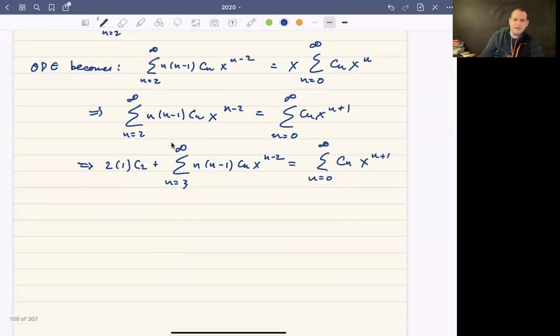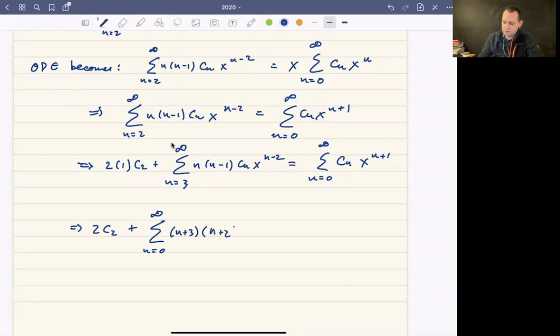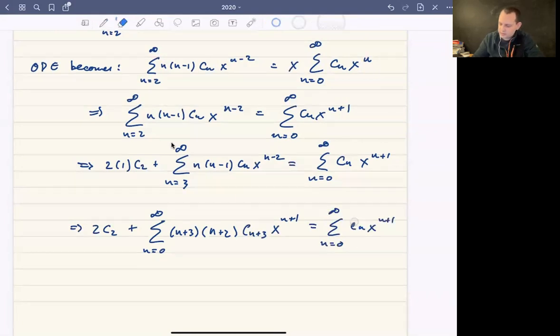Now we're going to shift our index by 3 so that our powers of x and the starting index agree. So here this is going to be 2 c sub 2, and the sum is going to start at 0, and all our n's become n plus 3. So this is n plus 3, and n minus 1, if I change n to n plus 3, becomes n plus 2. c sub n plus 3, x to the n plus 1. That's equal to the sum n equals 0 to infinity of c sub n x to the n plus 1.